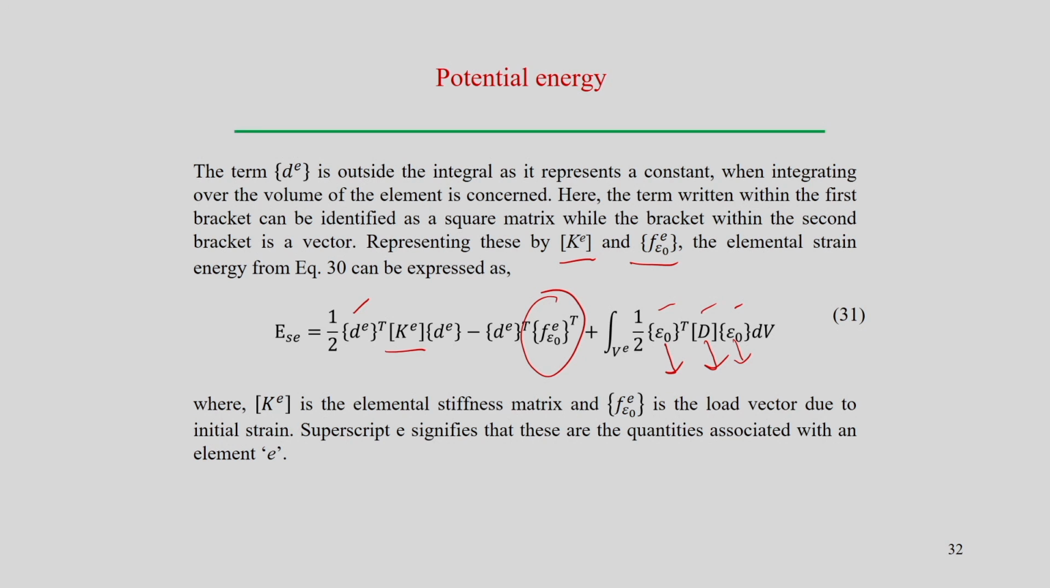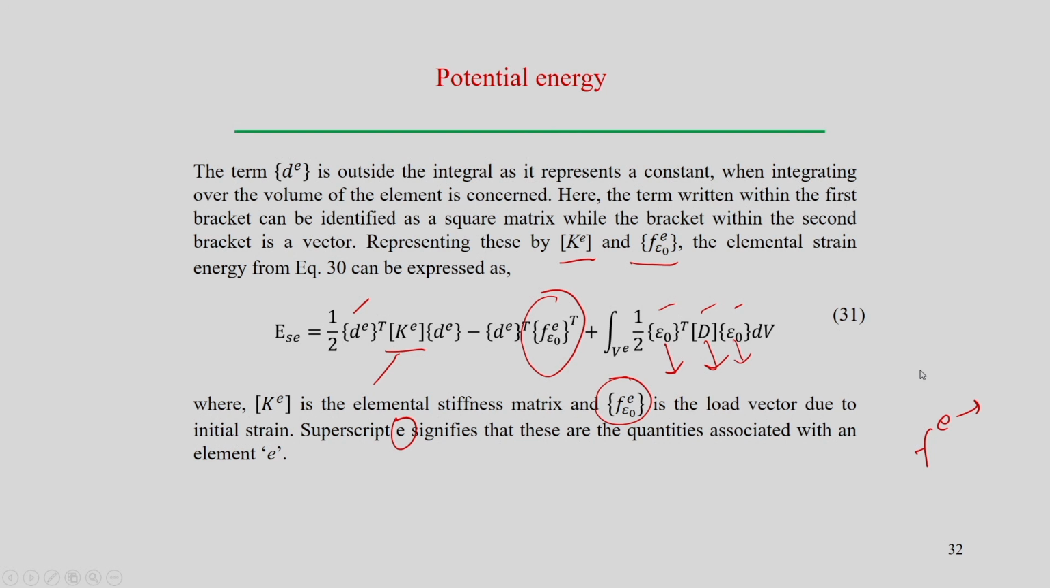Now, K is the elemental stiffness matrix, and this represents the load vector due to the initial strain value. So, due to the initial strain value it can be considered a load vector. The subscript E signifies that the quantities are associated with a particular element. So, E indicates one particular element, and for that element we are calculating all these cases.